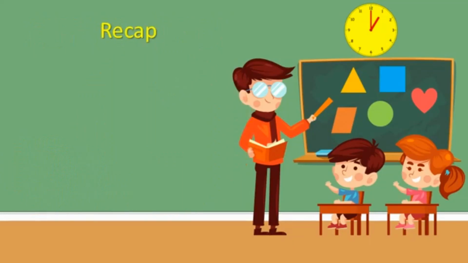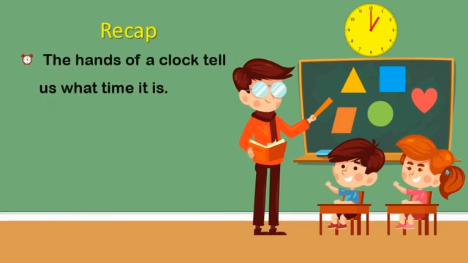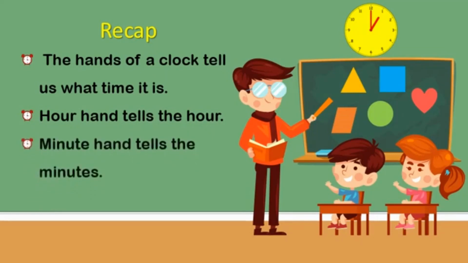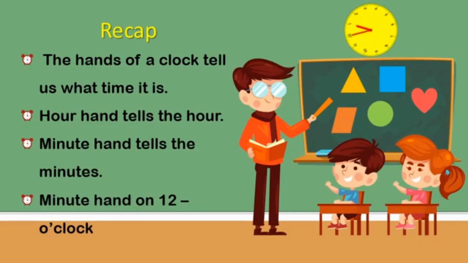Now let's go over everything we've covered in this lesson. We know that the hands of a clock tell us what time it is. The hour hand tells the hour. The minute hand tells the minutes. And we also know that when the minute hand is on 12, it is always o'clock.